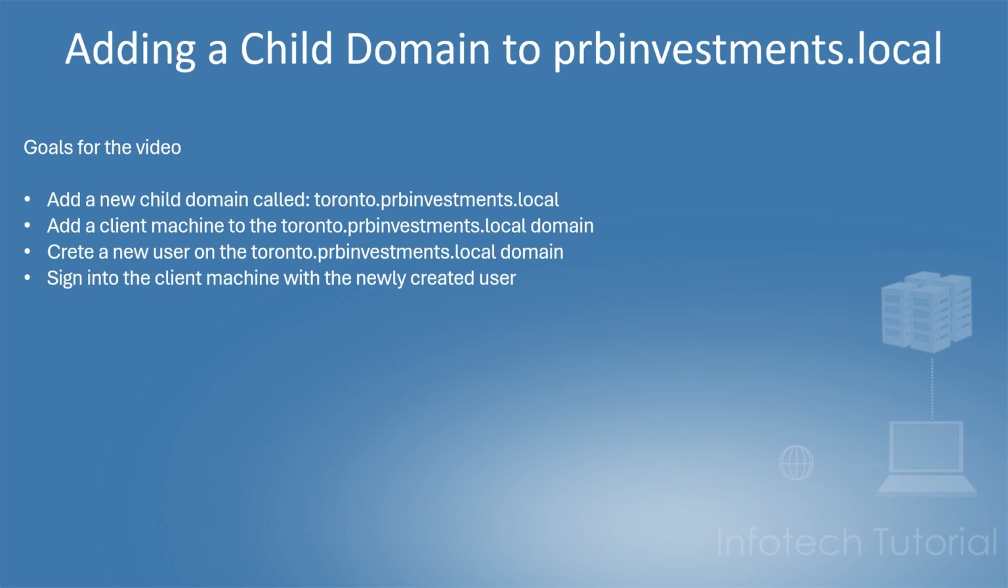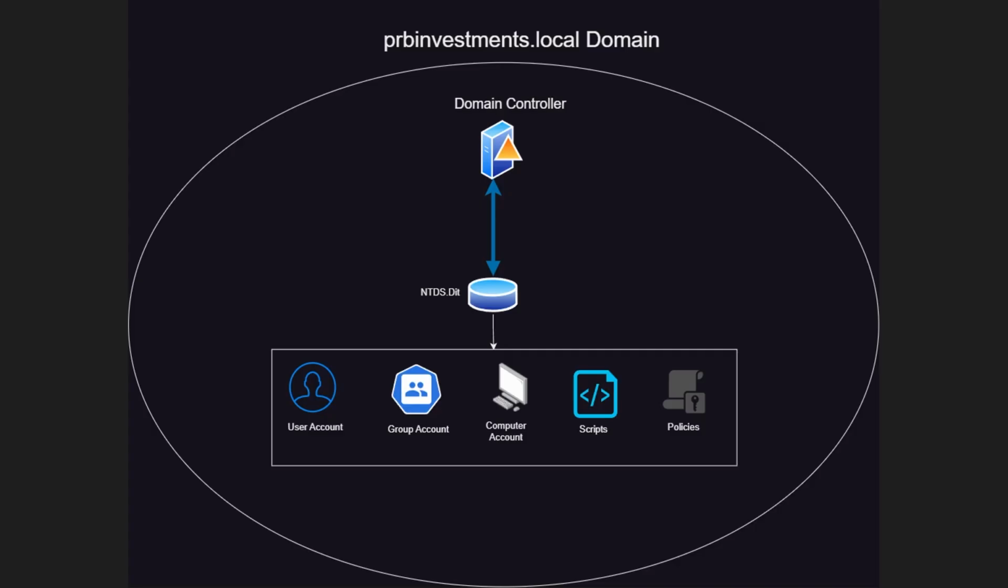Now in this video, I want us to add a child domain to our current prbinvestments.local domain, and the child domain will be called toronto.prbinvestments.local. Now before we get into it, let's just refresh our minds with what a domain is.